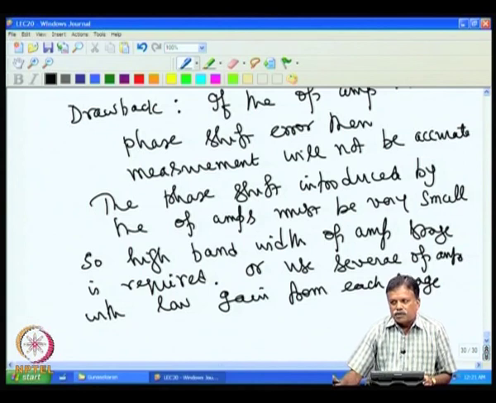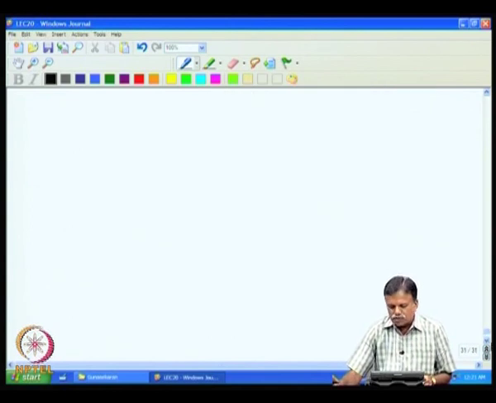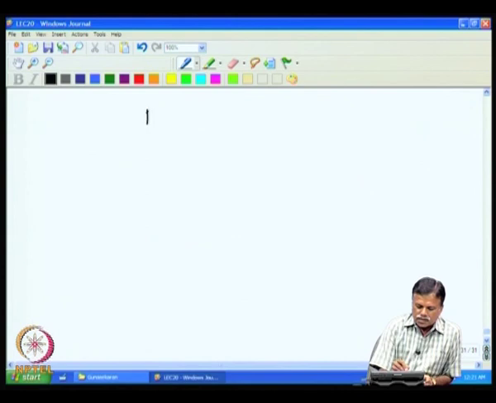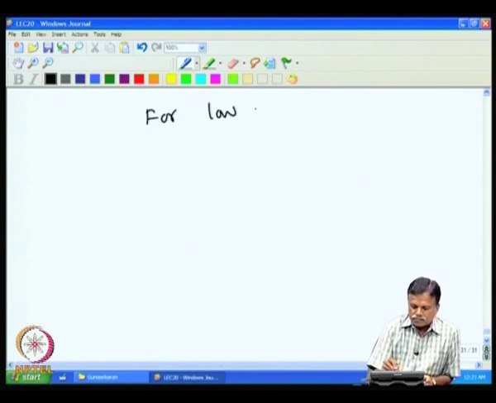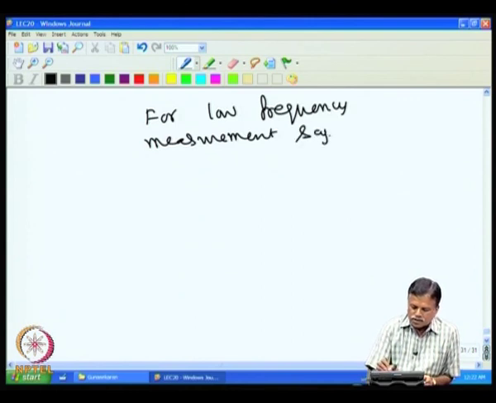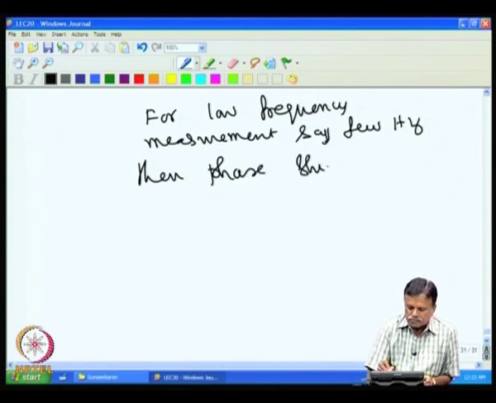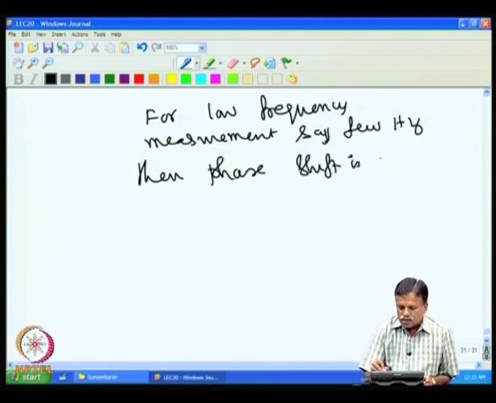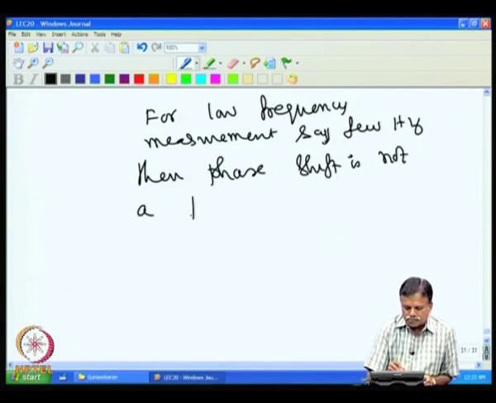One way is that if the frequency of the measurement is low, this is not a serious problem. So, for low frequency measurement, say a few hertz, then phase shift is not a problem.